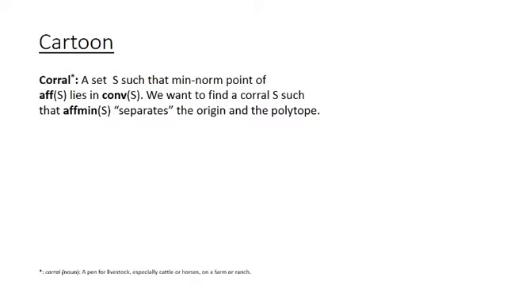So Wolfe defines this concept called a chorale. He says a set of points S is a chorale if you look at the affine hull, look at the minimum norm point in the affine hull, that actually lies in the convex hull of this set S. So it lies inside the simplex formed by this set S. So that's called a chorale.